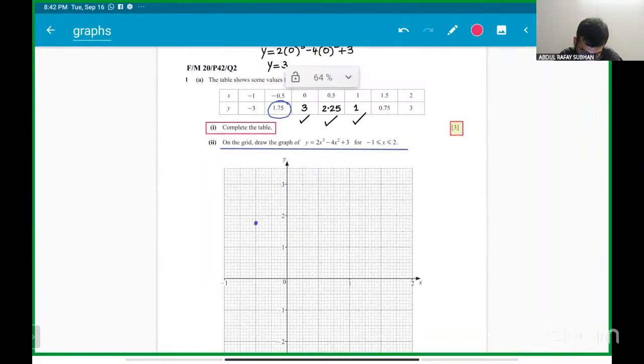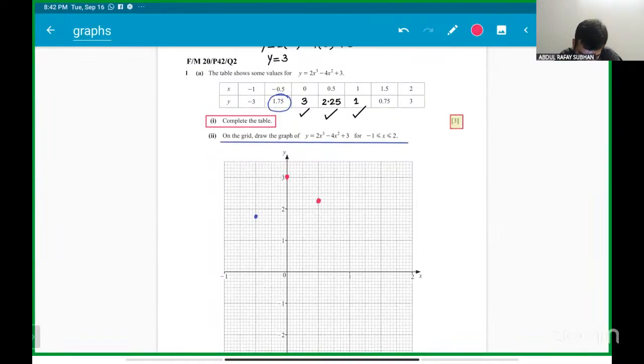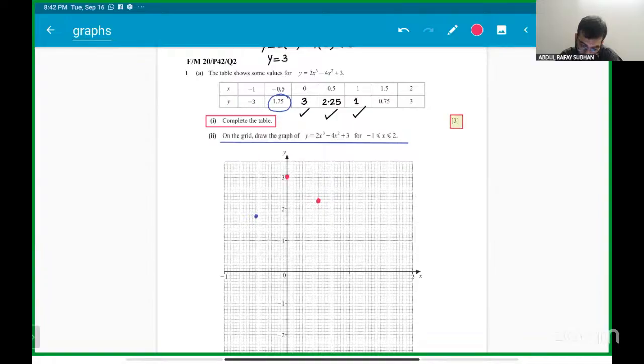When x is 0, y will be 3. When x is 0.5, y will be 2.25. When x is 1, y is 1. When x is 1.5, y is 0.75. When x is 2, y will be 3. That's how the points are there.